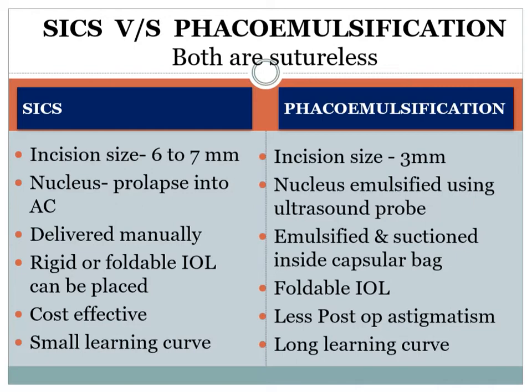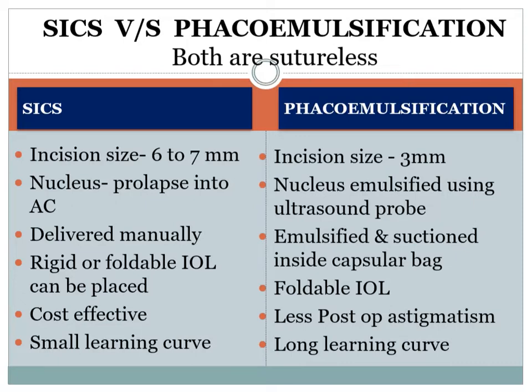Okay, then the third difference is the IOL you are going to use. In case of phacoemulsification, because you are making a very small incision, how will you introduce the lens? Your intraocular lens optic size has to be a minimum of 6 millimeters, isn't it?